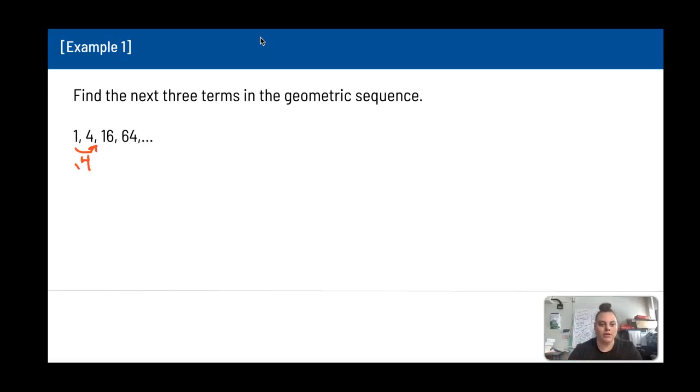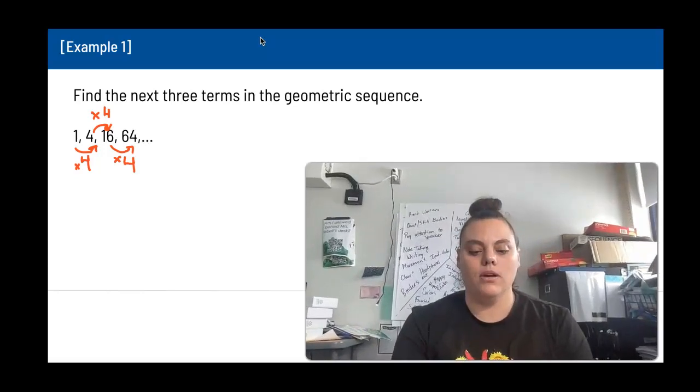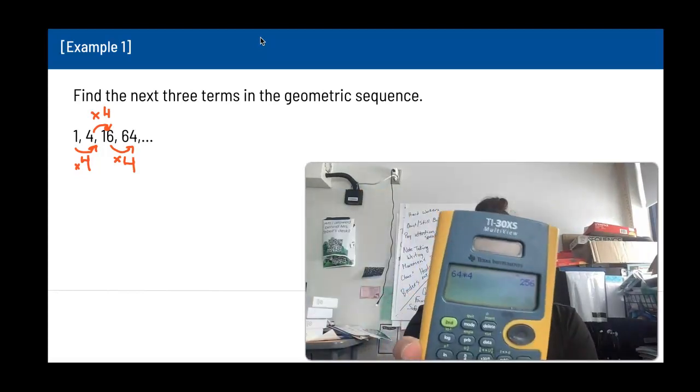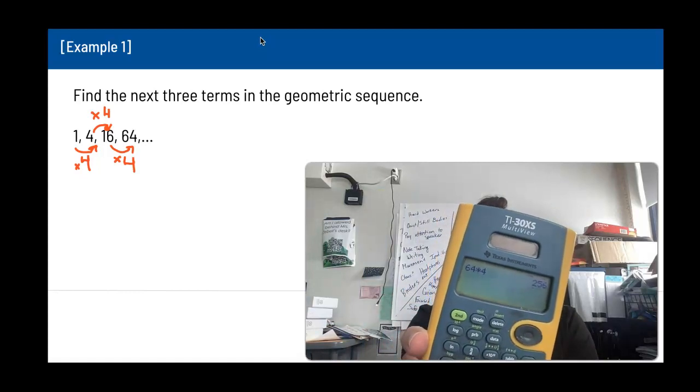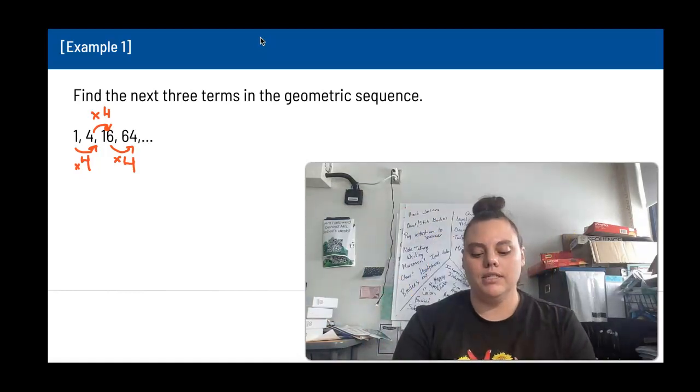And you might want to write in your notes that we are multiplying here. And then I look from 4 to 16. 4 times what is 16? Well, 4 times 4. And then I can check with a calculator, is 16 times 4 64? And it is. So I know that I am multiplying by 4 to get future terms. So I can take 64 times 4 to get my next term. I get 256. And then I can take 256 times 4 to get 1024, and then times 4 again.